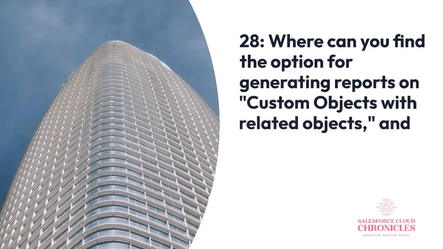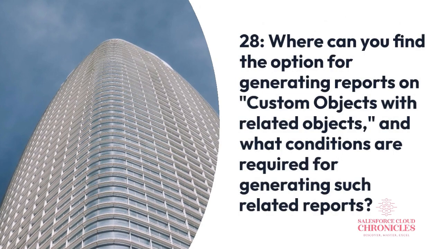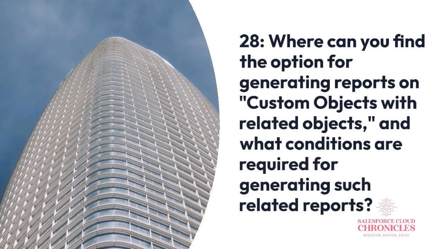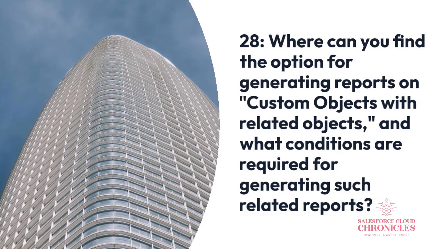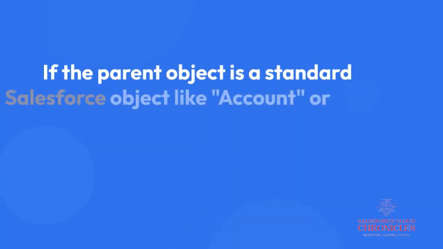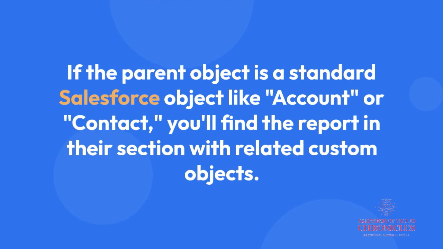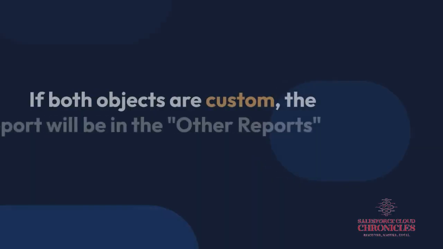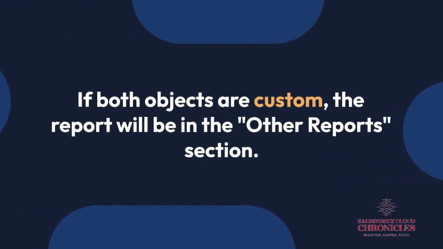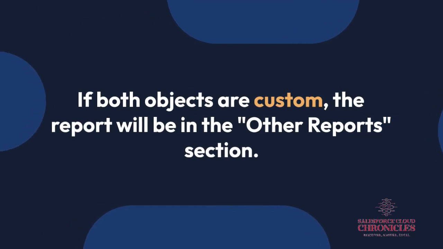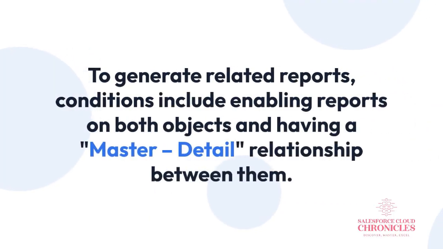Question 28. Where can you find the option for generating reports on custom objects with related objects, and what conditions are required for generating such related reports? If the parent object is a standard Salesforce object like account or contact, you'll find the report in their section with related custom objects. If both objects are custom, the report will be in the Other Reports section. To generate related reports, conditions include enabling reports on both objects and having a master-detail relationship between them.